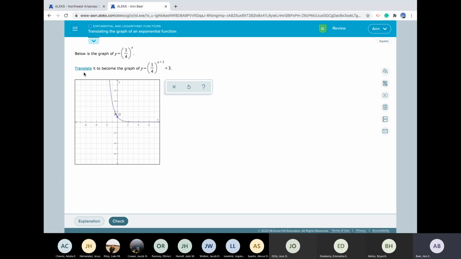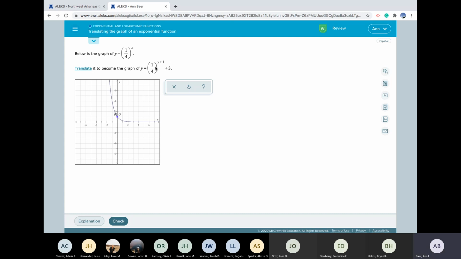Translate means to move the graph right, left, up, or down. Translate it to become the graph of y equals 1/4 raised to the x plus 1, plus 3. So we want to make sure we're abiding by the rules of PEMDAS. Parentheses come first, but we can't really do anything with just the 1/4. The E in PEMDAS is exponent.